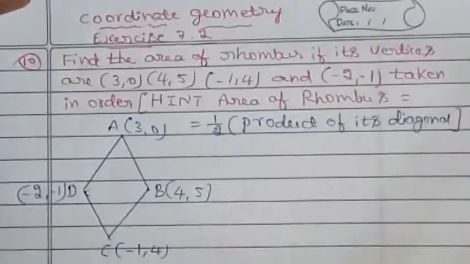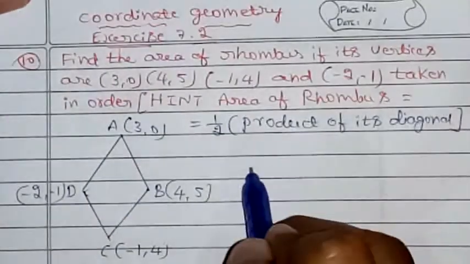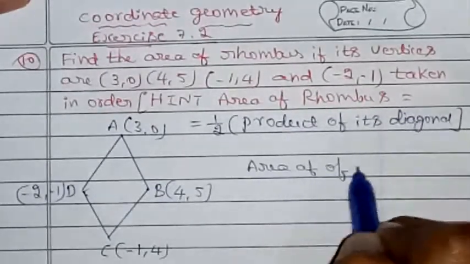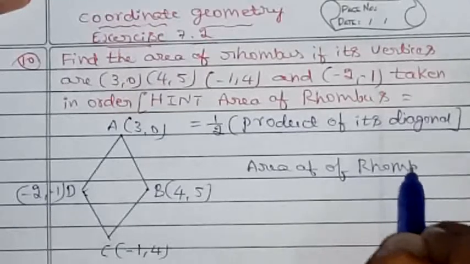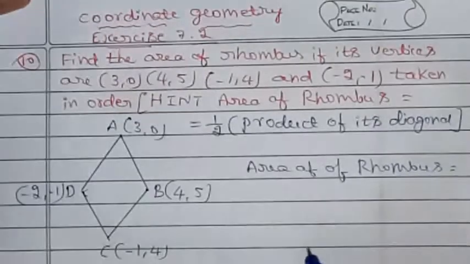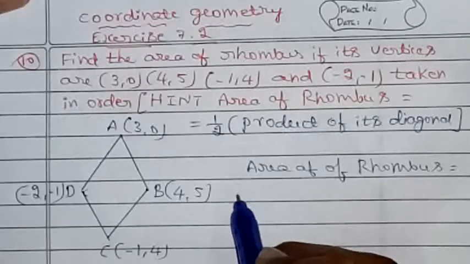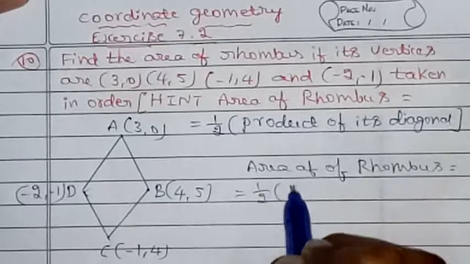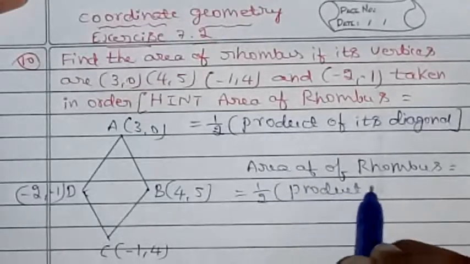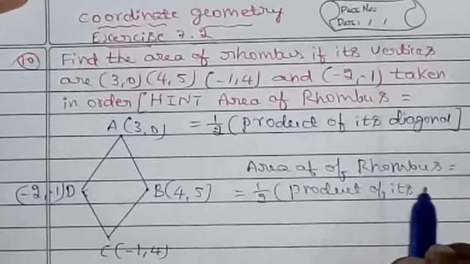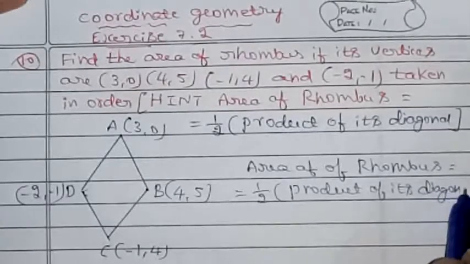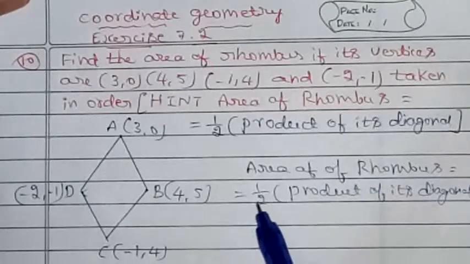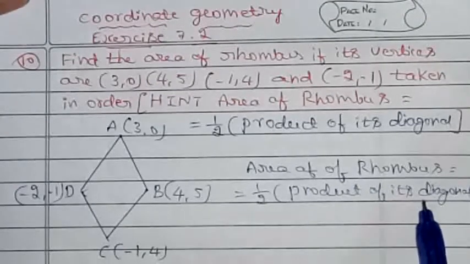Now here you need to find the area of a rhombus. So this is the formula. Let me write the formula once. Area of a rhombus equals half into the product of its diagonals, right? Now let me explain this. The area of a rhombus formula is nothing but half into the product of its diagonals.